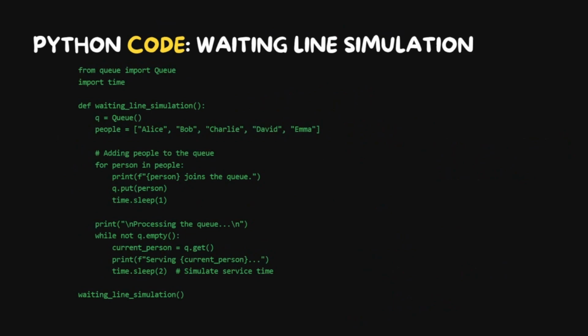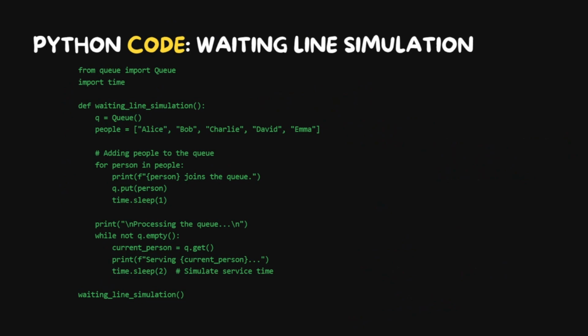This is the code implementation of a waiting line in Python. I have already explained it in previous videos, so check that before continuing to the next part. In this code, we use Python's queue to manage a waiting line. People are added to the queue one by one. Then we process each person one by one, simulating a real-world scenario.